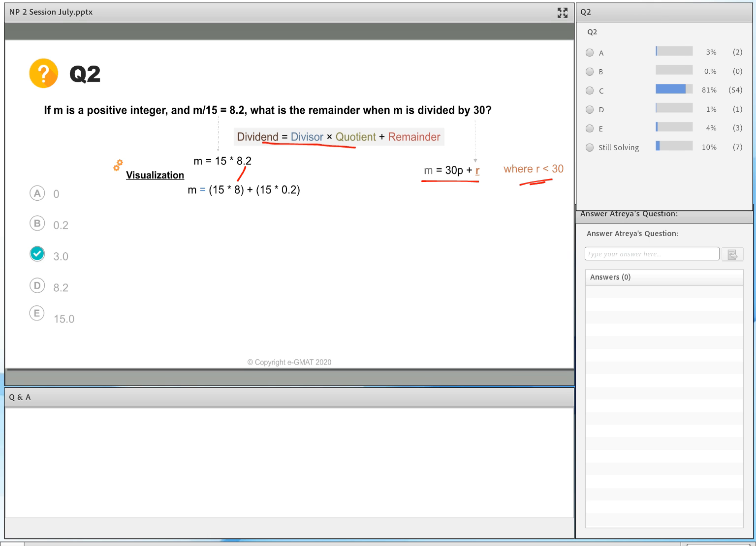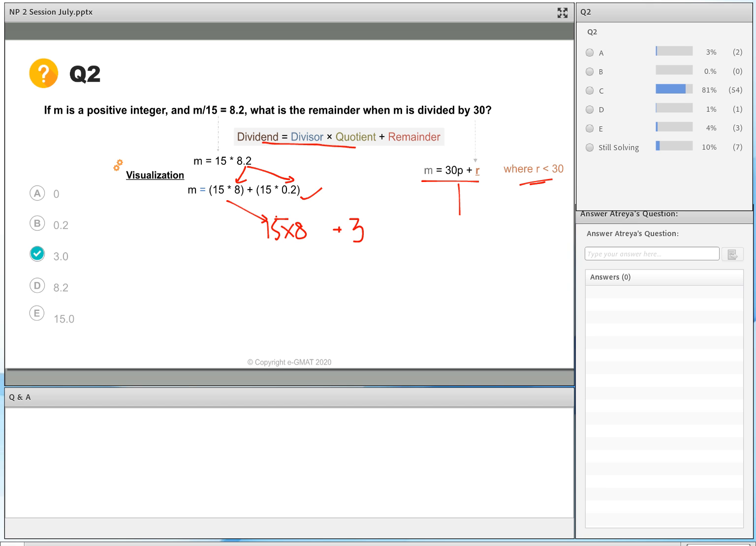Okay, so again, I have 8.2. What I'll do is I'll divide 8.2 into 2 parts. One is 8, the other is 0.2. Now, what's 15 times 8 and what's 15 times 0.2? Very easy to calculate. 15 times 0.2 is equal to 3, right? So m can be written as 15 times 8, sorry, not m times 8. This is 15 times 8, and with that, I have 15 times 0.2, which is equal to 3.